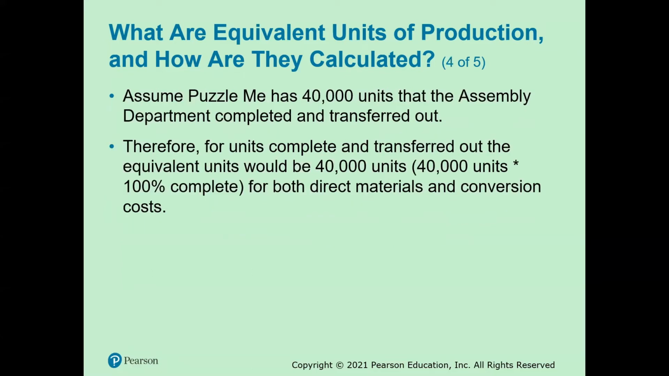Assume that the company Puzzle Me has 40,000 units that the assembly department completed and transferred out. The equivalent units would be 40,000 units times 100% complete. That would be for both direct materials and conversion costs.